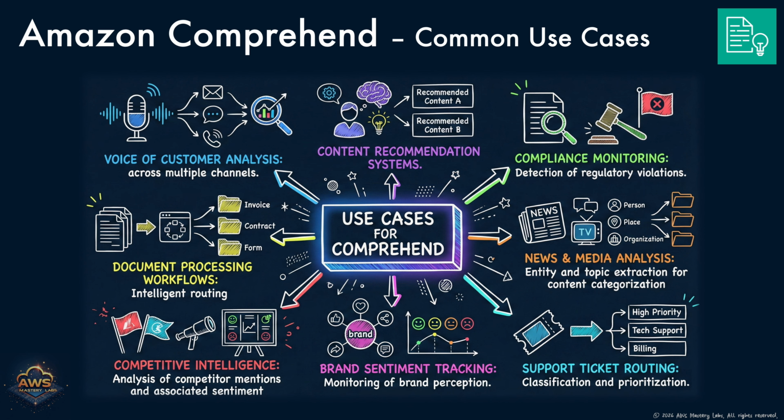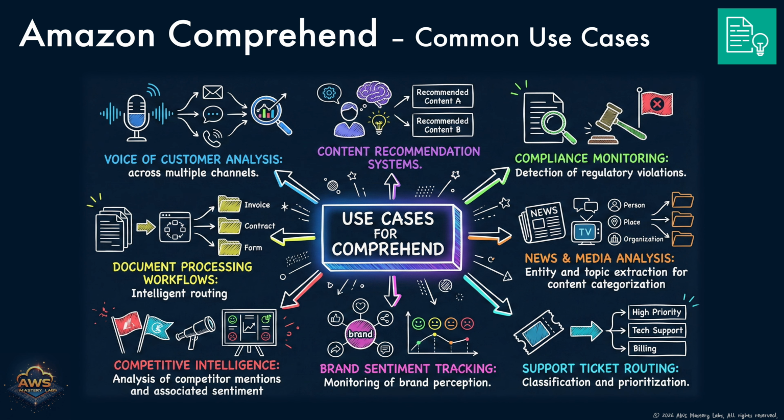In the media industry, news and media analysis uses Comprehend to extract entities and topics from articles. This allows publishers and aggregators to automatically organize, tag, and recommend content more efficiently, improving discoverability and user engagement. In customer support operations, support ticket routing is a common pattern. Comprehend can classify incoming requests based on subject matter or urgency and direct them to the right team, speeding up resolution and improving customer satisfaction.